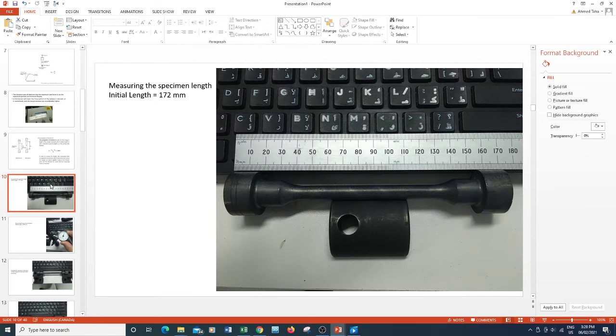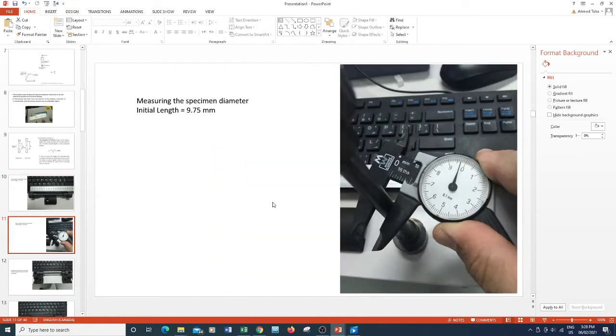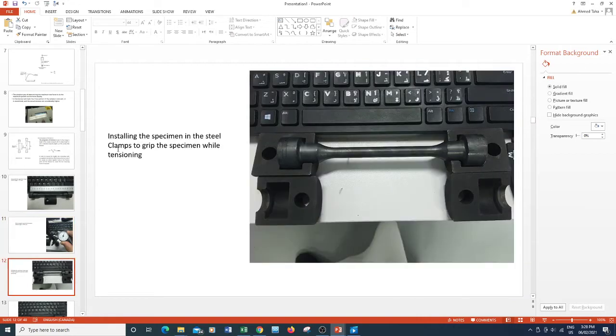Here is our sample, and we have measured the total sample length, which is 172 millimeter, and we have also measured the initial diameter of the sample with this apparatus. It is 9.75 millimeter. Now we are installing the specimen in the steel clamps to grip the specimen while tensioning.